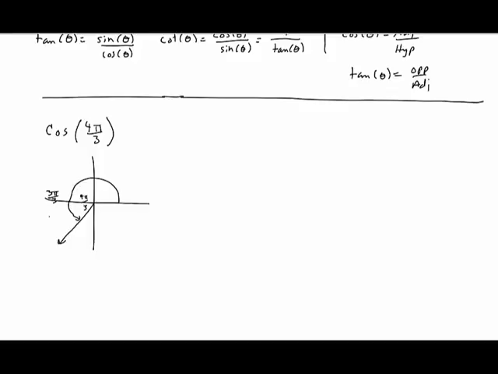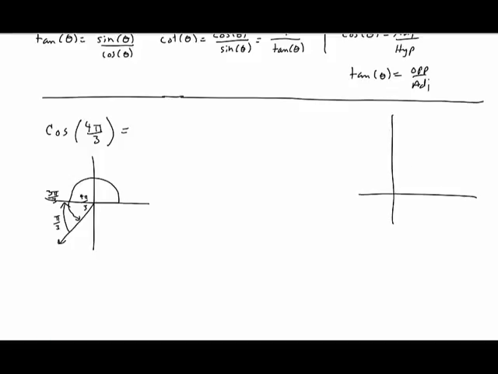Now the reference angle is the angle back up to the horizontal axis, which is pi over 3, and I don't care about its direction. I don't care if it's positive or negative. I just care that it's pi over 3 units back to the horizontal axis. So I use the idea of reference angles when I'm looking at these. I have the first quadrant of my unit circle memorized.